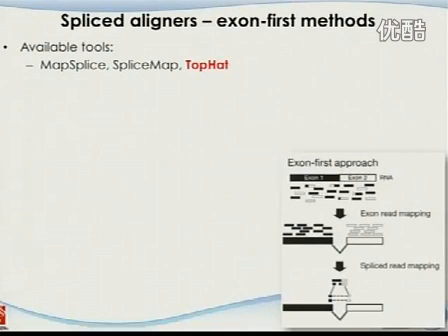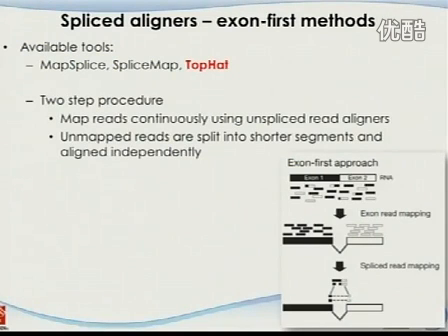Okay. So for the exon first method, let's go a little bit deeper. There are several available tools, and the most popular one is TopHat, which I will talk about in the next slides. But you can see that when people started to work on this area, they struggled with their names, right? There are two tools. One is called MapSplice, the other is called SpliceMap. It's kind of interesting how little difference there is, right? And this is a two-step procedure.